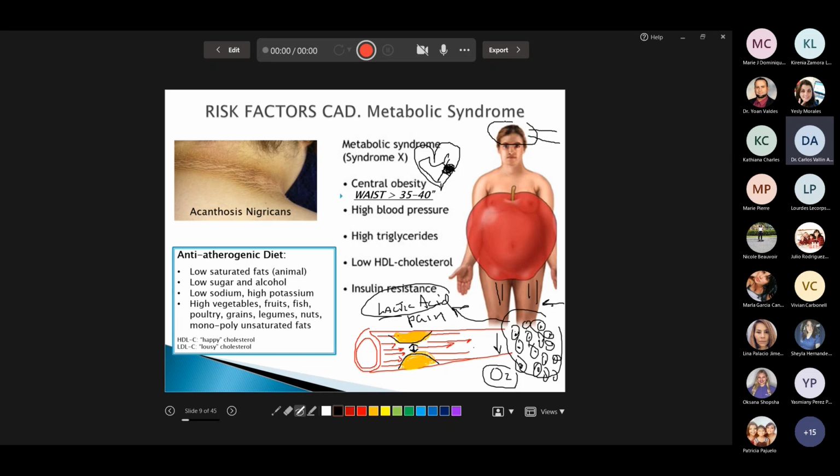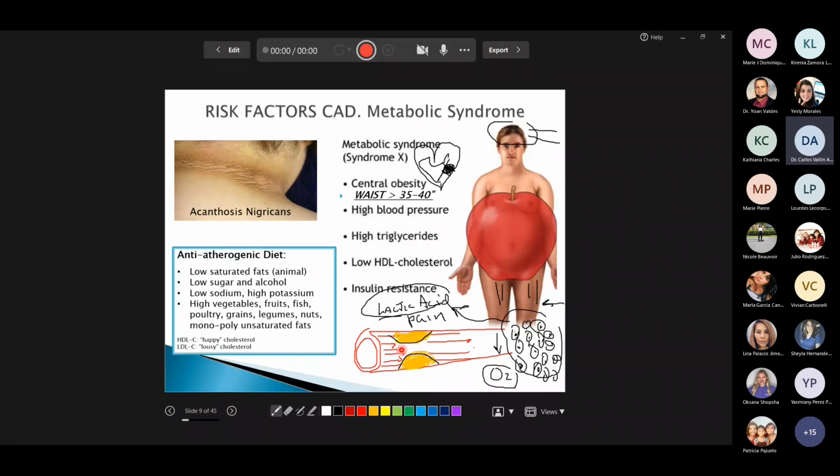And this is called transient ischemic attack. This occurs when the obstruction is not total, it is partial. As you notice here, you have obstruction, but still you have this space for the blood to flow.